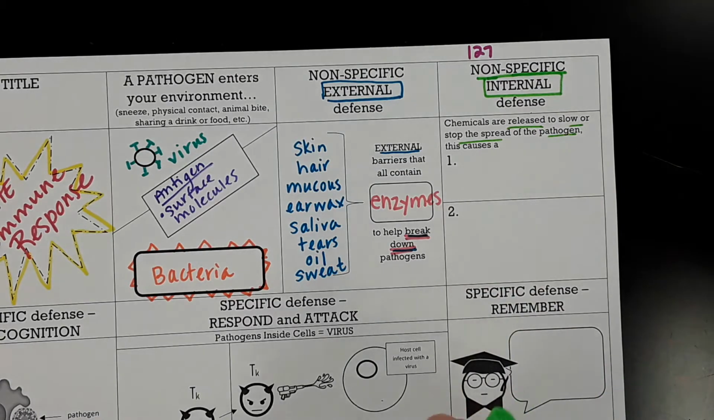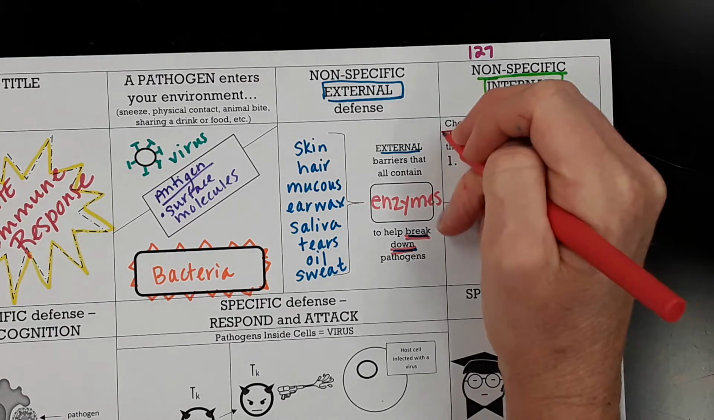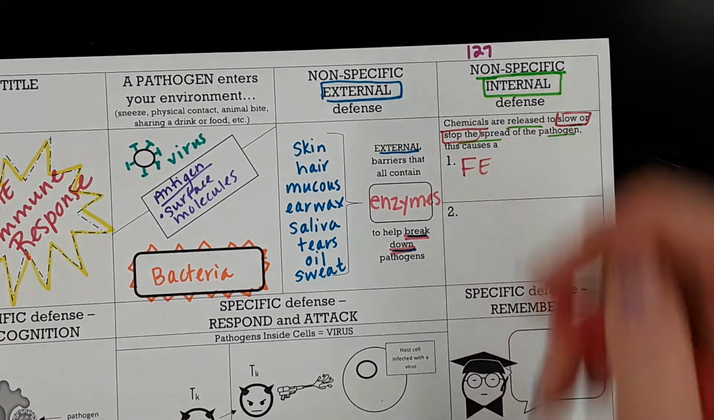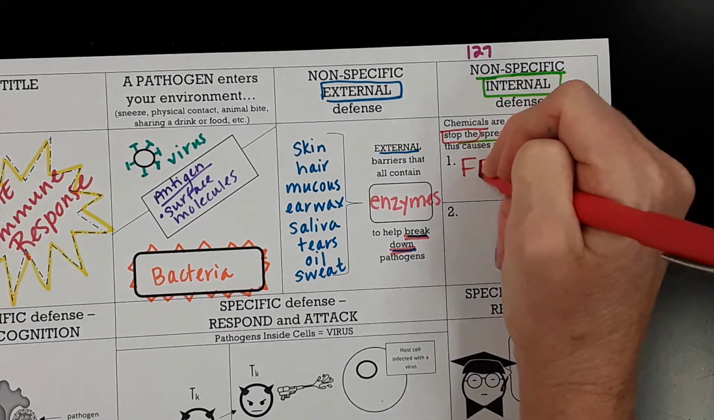That could be moving from cell to cell. And there's a couple of different non-specific internal defenses. One of them is going to be a fever. So a fever will slow down or stop the spread of an infection. And it will slow down or stop the spread of the infection by heating things up.